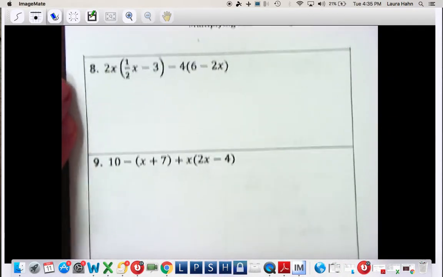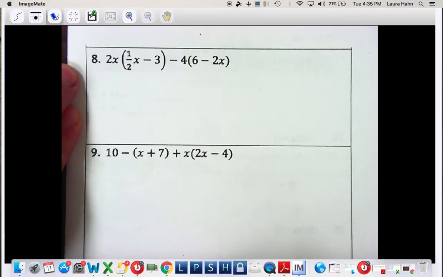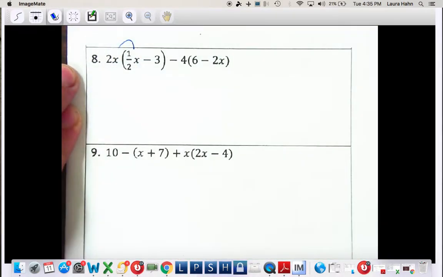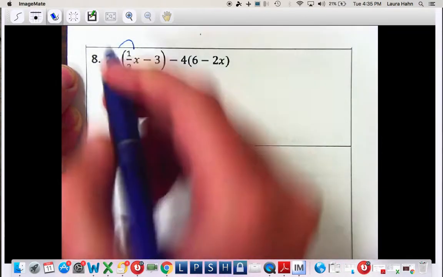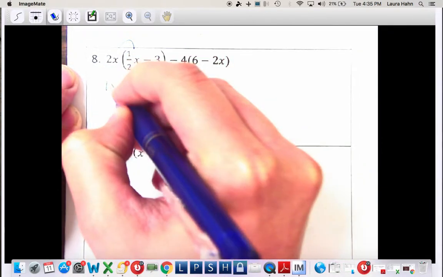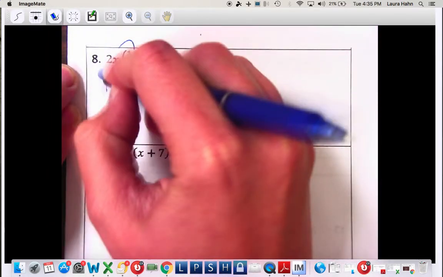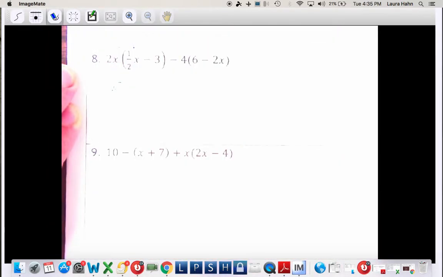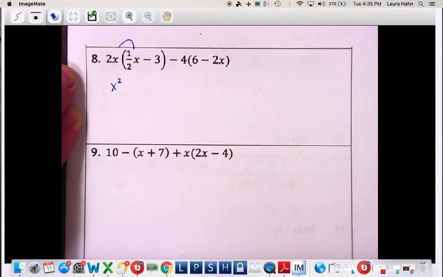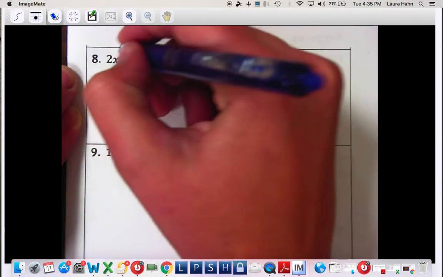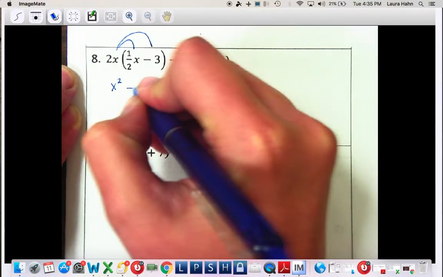All right, got to distribute twice. So 2x times 1/2 x. Numbers first. 2 times 1/2 is 1. X times x is x squared. Remember, you don't have to have that 1 out front, so I'm going to take it away. So 2x times 1/2 x is just x squared. 2x times negative 3 is a negative 6x.